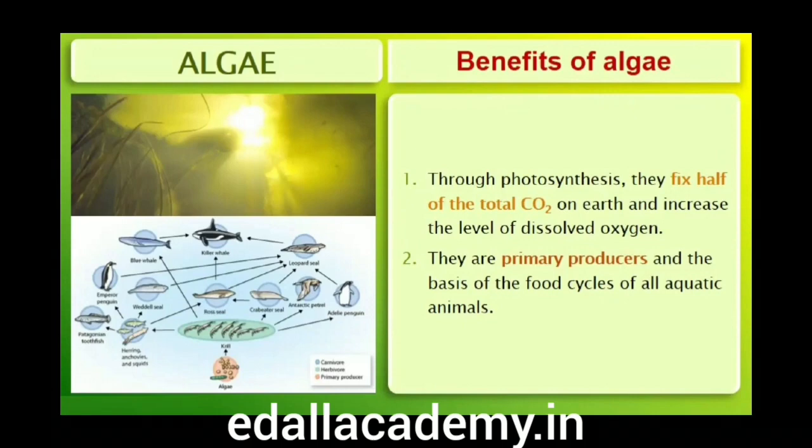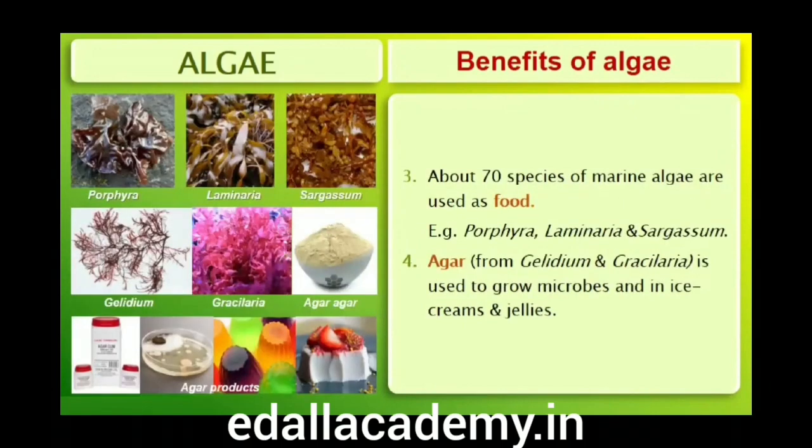Many species of Porphyra, Laminaria and Sargassum are among the 70 species of marine algae used as food. Agar, one of the commercial products obtained from Gelidium and Gracilaria, is used to grow microbes and in preparations of ice creams and jellies.